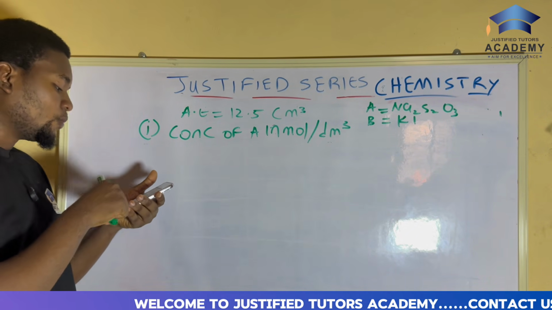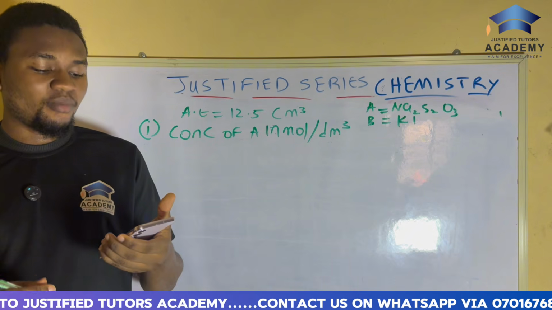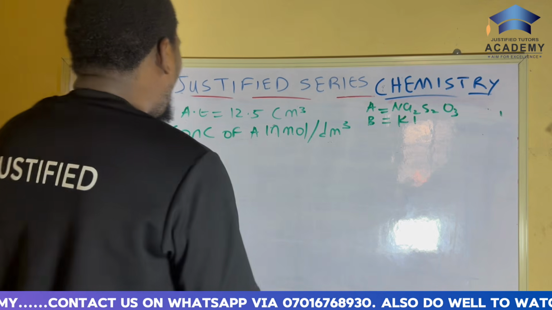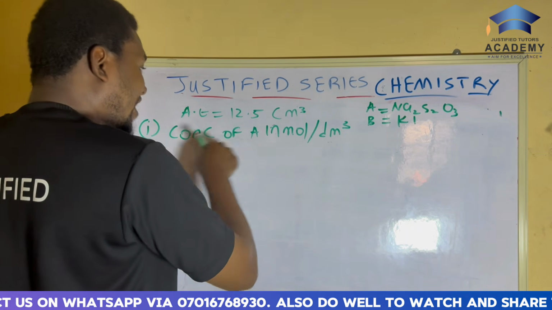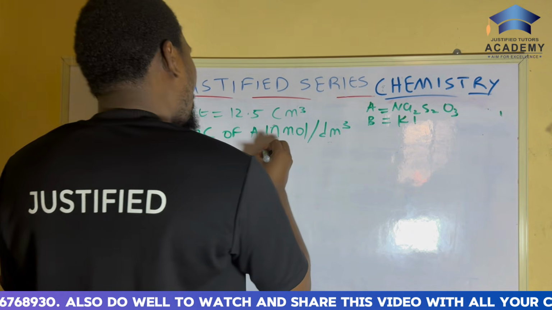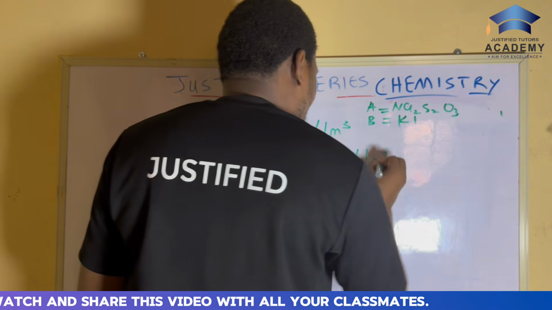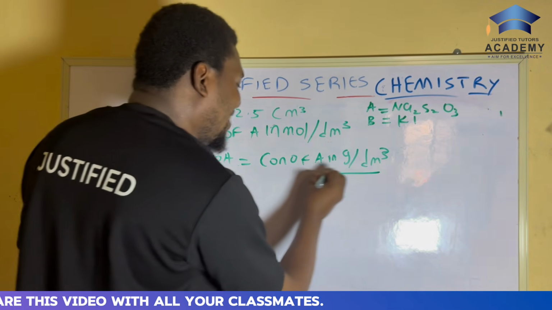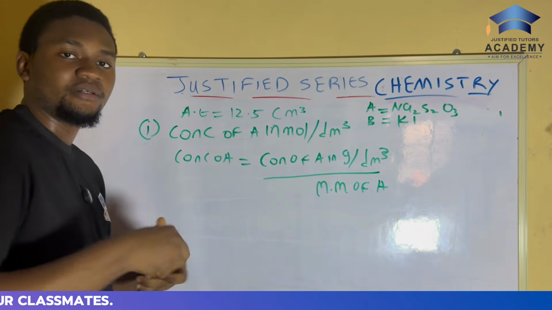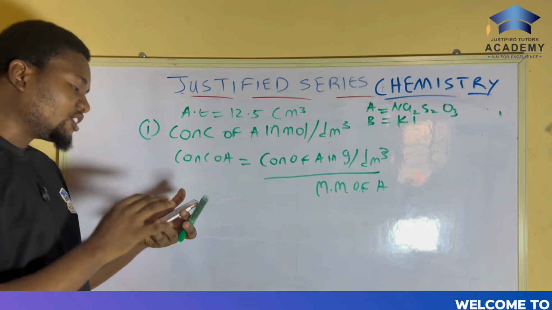Now, what do you do? To find the conc of A, you need to know what formula to use. What formula do you use when you are trying to find the conc of something in mole per dm cube? The formula is conc of A in gram per dm cube divided by the molar mass of A. That's the formula. If you check the material there, the formula is already there. So all you just need to do is use the conc of A.